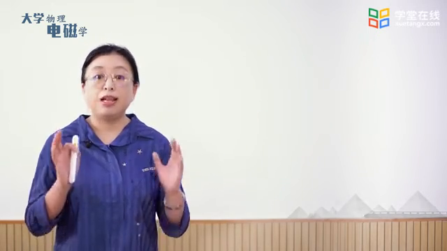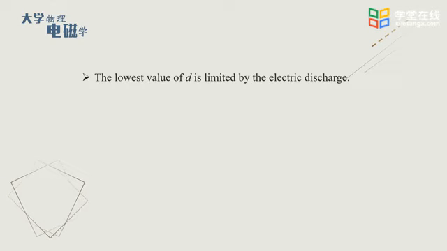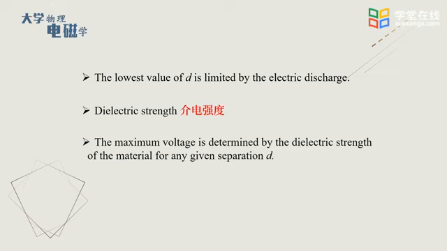However, in practice, the lowest value of d is limited by the electric discharge that will occur in the dielectric material between the plates. We introduce a quantity called dielectric strength. If the magnitude of the applied electric field exceeds the dielectric strength, a discharge will occur and the insulating properties break down. In such a case, the dielectric begins to conduct. Therefore, the maximum voltage that can be applied without causing a discharge is determined by the dielectric strength of the material for any given separation d.